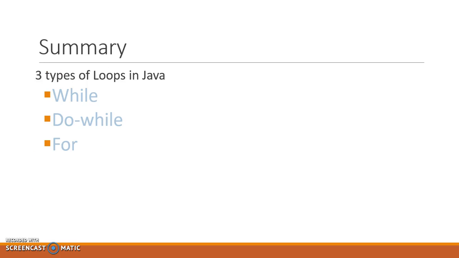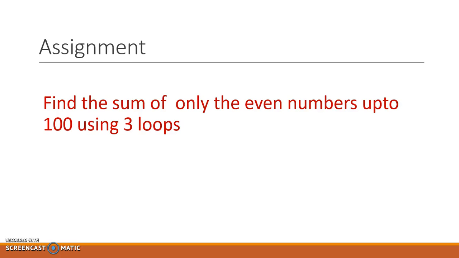So in this presentation we have seen the three loops that are used in Java most frequently, that is while, do-while and the for loop. Here comes an assignment for the students. Find the sum of only the even numbers up to 100 using all three loops. For example, 2 plus 4 plus 6 plus 8, etc.